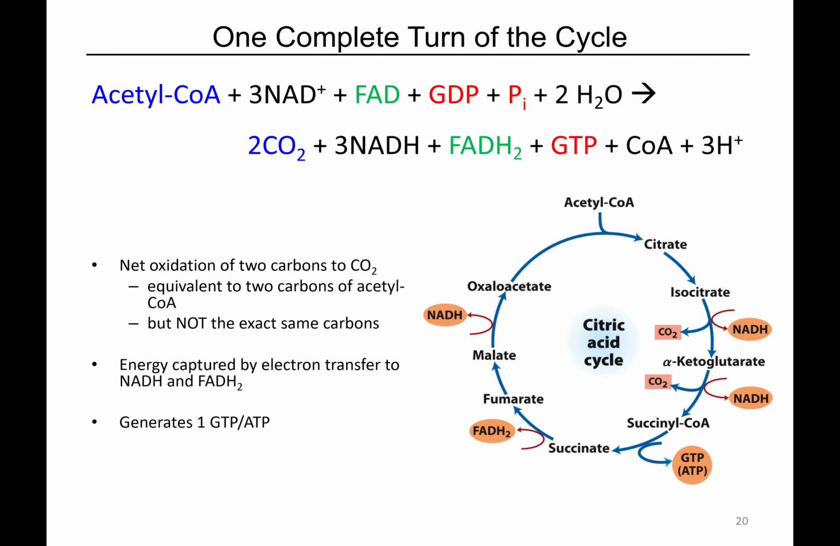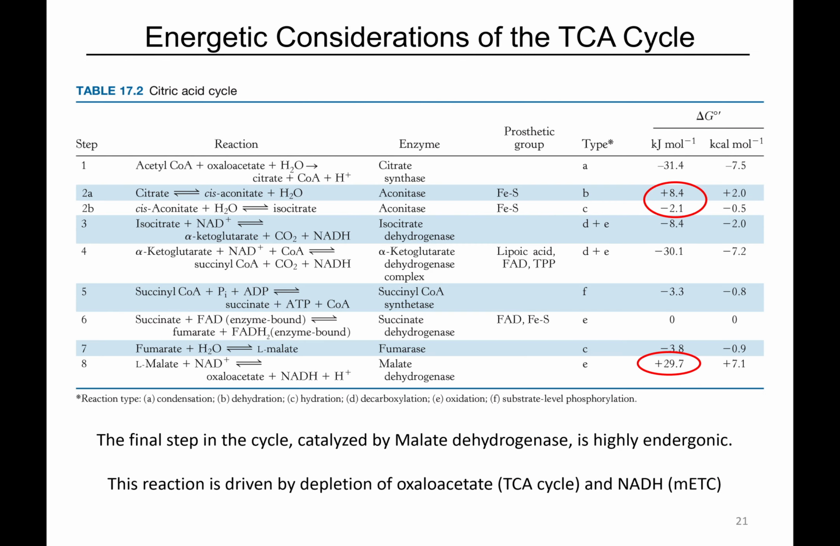So remember though, this whole process, the conversion of pyruvate to acetyl-CoA and going through the TCA cycle, happens twice per glucose, right? Because glycolysis splits the 6-carbon chain into 2 equivalent 3-carbon chains, generating 2 equivalent pyruvates, generating 2 acetyl-CoAs. So all of this actually happens twice when we're thinking about starting from glucose. Okay? The last big thing to think about here is the energetics of this process and regulation of this process.